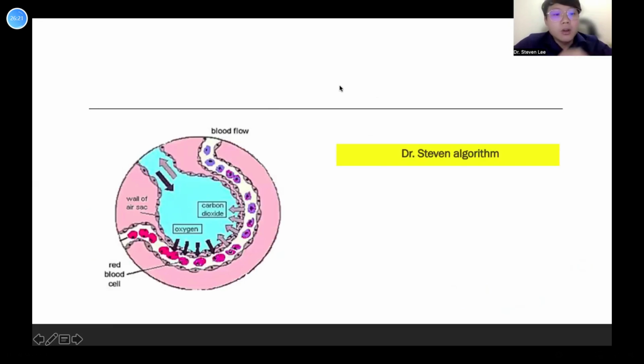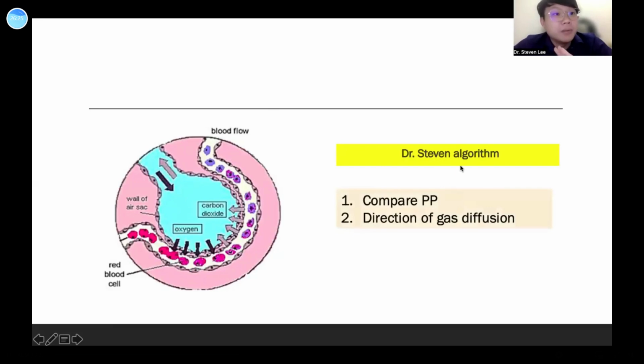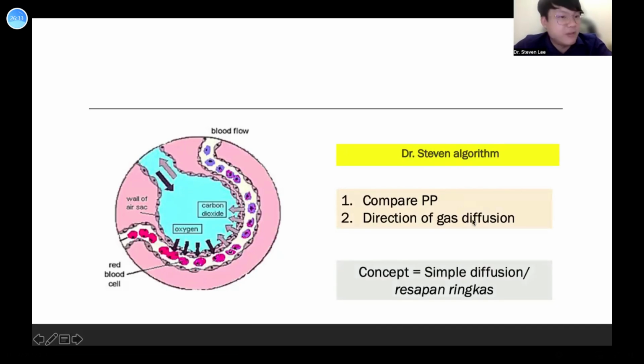So, when you are given a gaseous exchange question, you must remember my algorithm. Number one, you must compare the PP. PP means partial pressure or tekanan separa. Number two, you must tell me about the direction of gas diffusion. Concept is simple diffusion ataupun resapan ringkas. Can we just have a very quick recap? What's the definition for simple diffusion? Apakah definisi untuk resapan ringkas? We talked about this in chapter 3. What is it? What's the definition of simple diffusion?